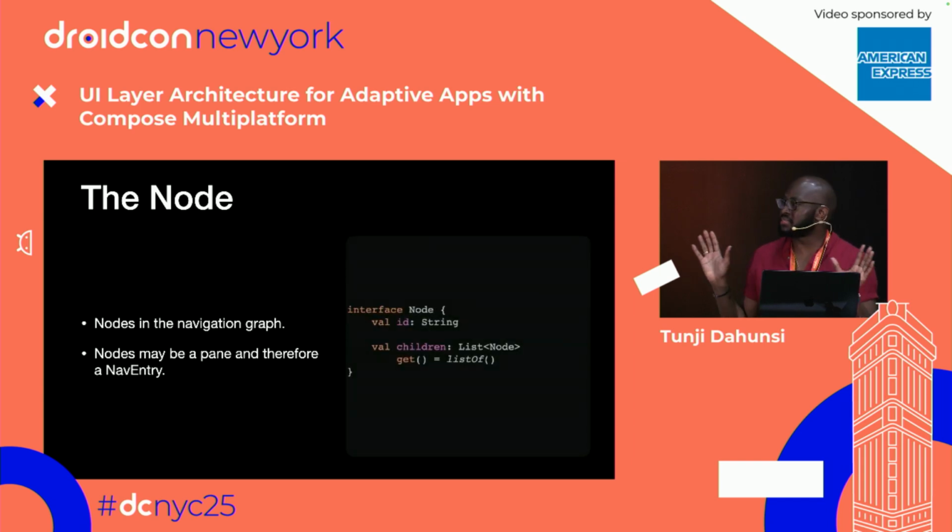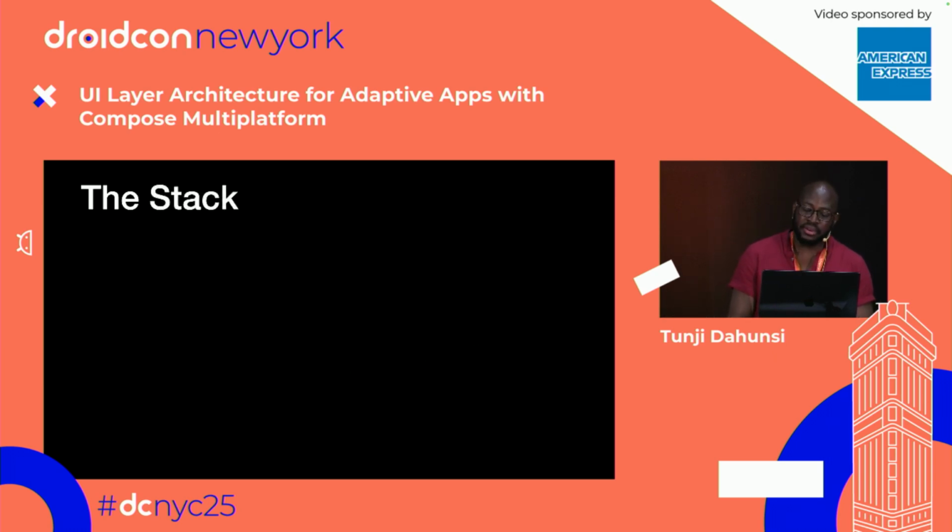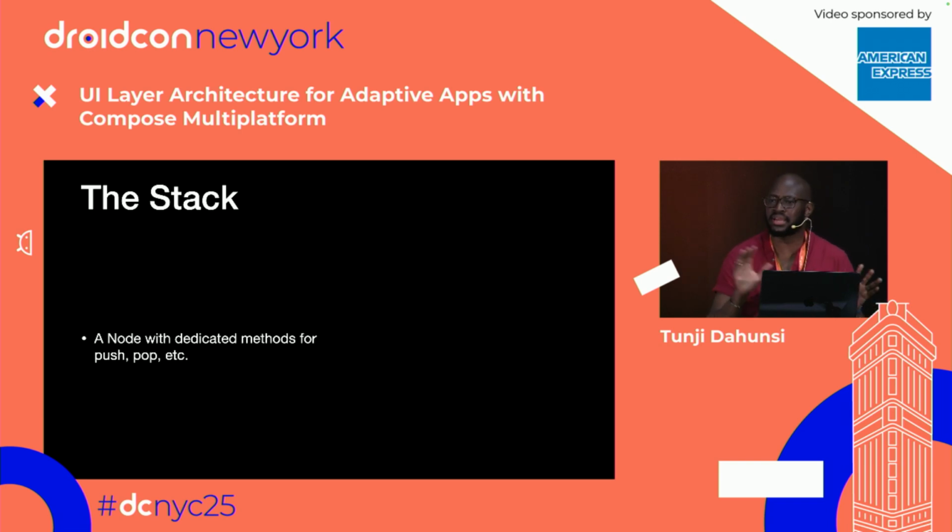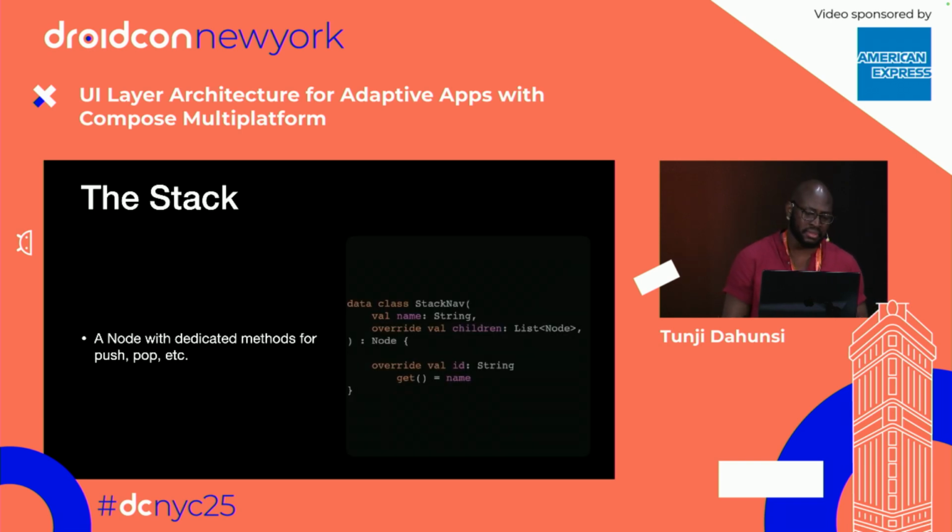So this is my basic declaration of what my node is like. It has some ID and it has a list of children. It's a multi-tree. Then within my tree, I have something I call a stack. A stack is also a node. It's a node with dedicated methods for push, pop, or any navigation I want to do in my app. So if you look at the declaration for a stack nav, it's got a name, it's got a list of children because it is also a node, and it has an ID.